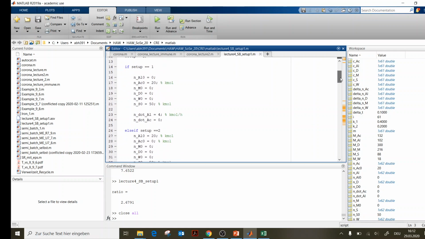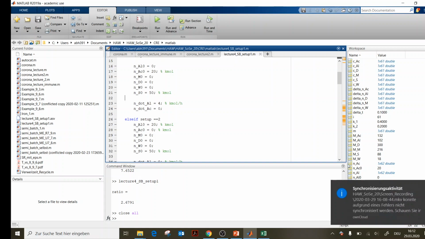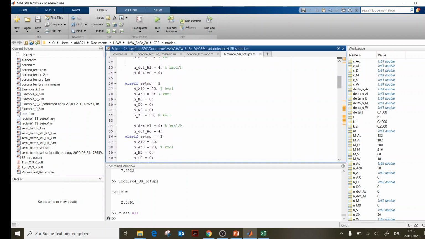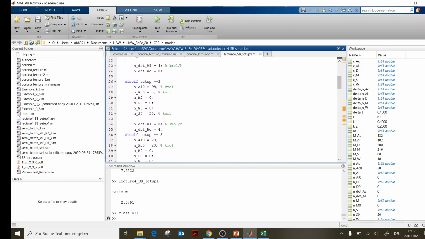And then additionally I put in the 2 molar flows that could be there. So this is n dot alcohol, the amount of alcohol that you feed to your reactor, which should be 4, and acid should be 0. For the second setup, I just switched it here. So here now my alcohol is 20 and the acid is 0, and the mole flow is now 0 for the alcohol and 4 for the acid.